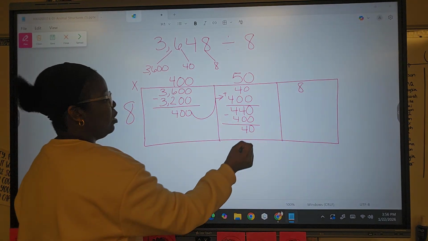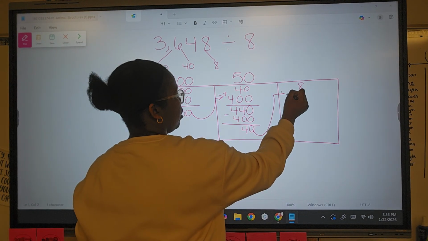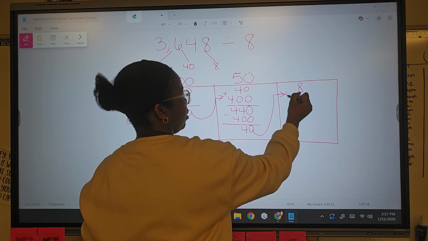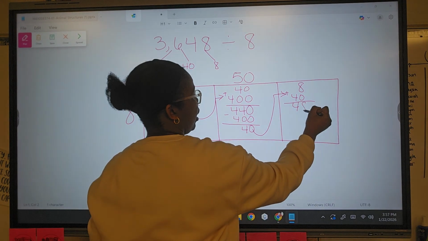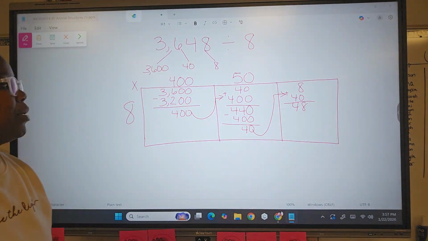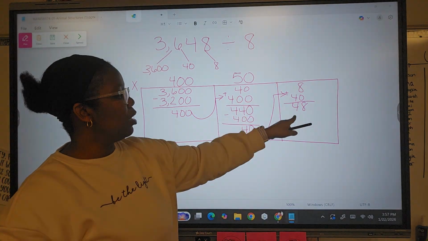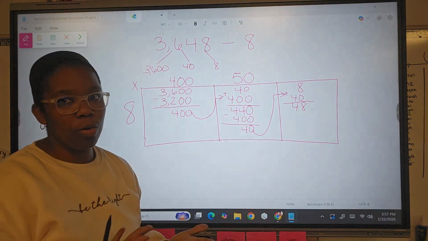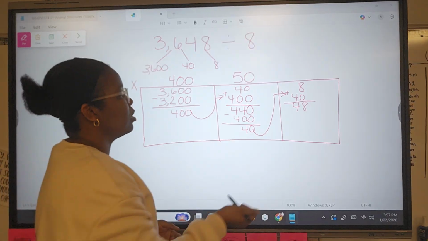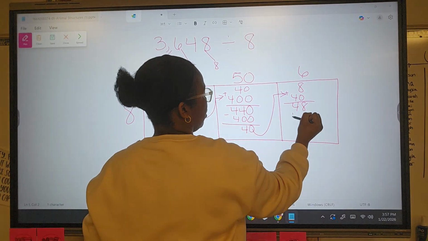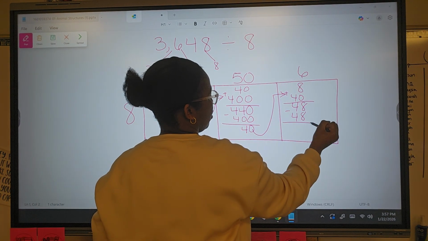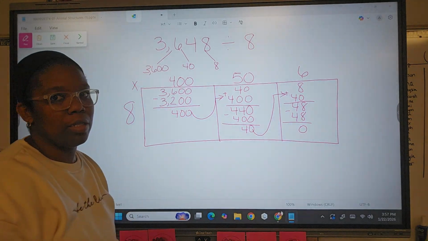Now I'm going to take my 40, and I'm going to bring it over to my 8. And now I have a total of 48. So again, 8 times blank is going to get me close to 48 or 48. I know that 8 times 6 gives me 48. Subtract. Now I'm left with 0.